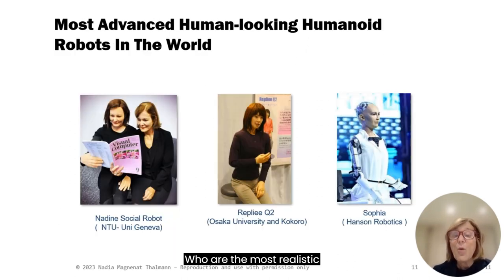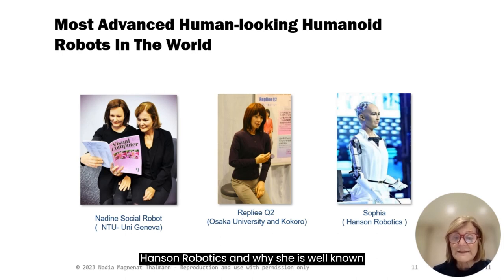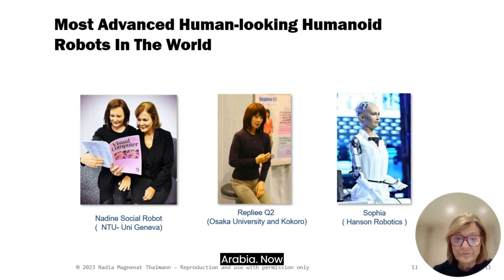Now, who are the most realistic robots in the world? I will just cite three. Of course, I spoke of Nadine. In the middle, there are the Japanese robots, mainly done by Professor Ishiguro in Japan. And at the right side is probably the most well-known robot, Sophia, done by Hanson Robotics. Why is she well-known also? Because she has been recognized as a citizen of Saudi Arabia.